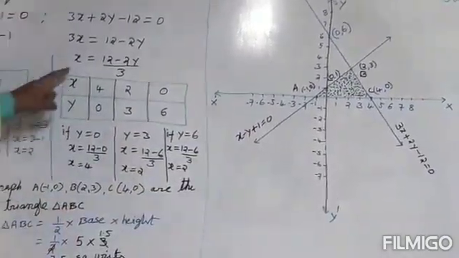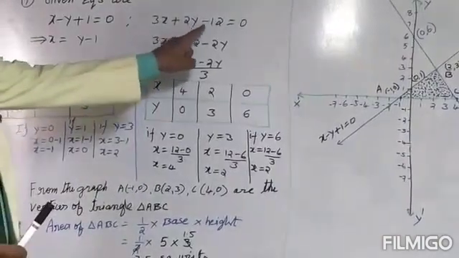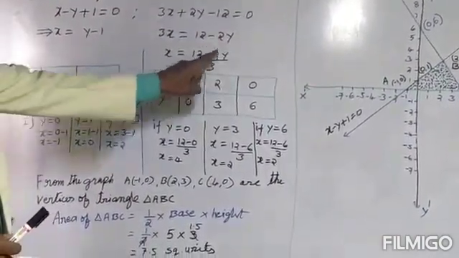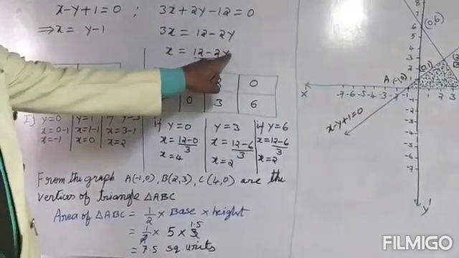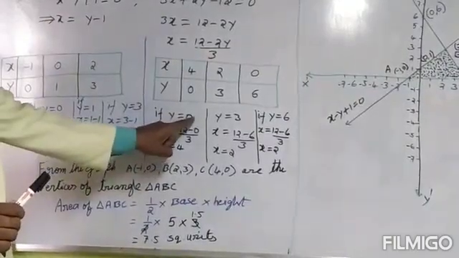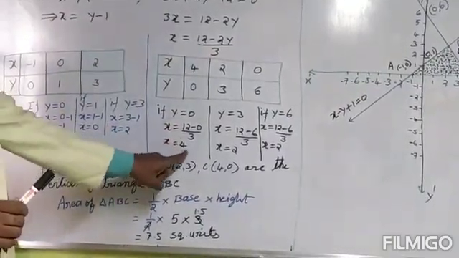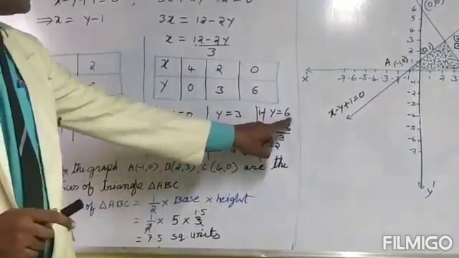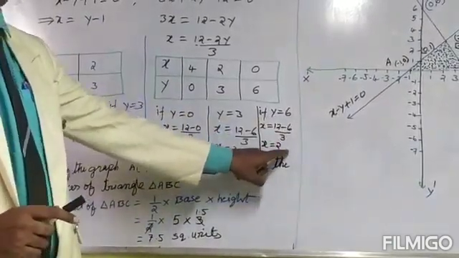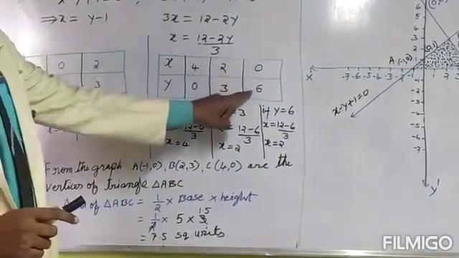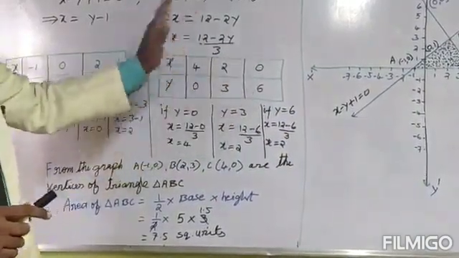Then see the second, it is given 3x plus 2y minus 12 equal to 0. Then we are getting the value of x, here we are substituting the value of y to get the value of x. So for example, if y equal to 0 I am substituting, I am getting x equal to 4. Y equal to 3 I am substituting, x equal to 2. If y equal to 6 I am substituting, you are getting x equal to 0. So like that 4 comma 0, 2 comma 3, 0 comma 6 are the coordinates of equation number 2.